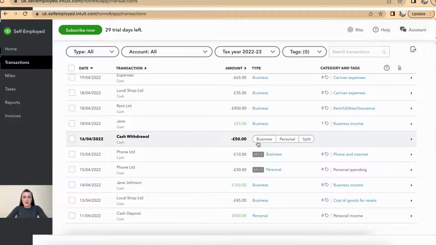Cash withdrawal is not business related. This is personal related money going out from my account.